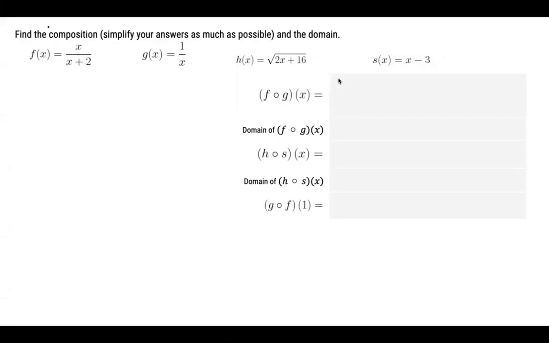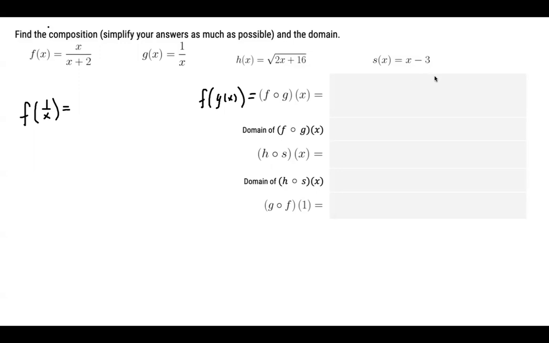Now with the composition, the domain is much like when you're doing the division, but here you have to stop once again before you do any of the simplification. So if you have F composed with G, that means this is the same as F receiving as an input function G of X. So F will take in 1 over X.